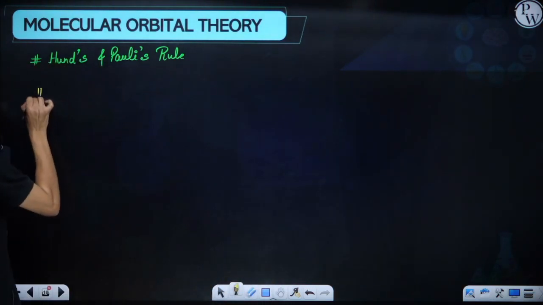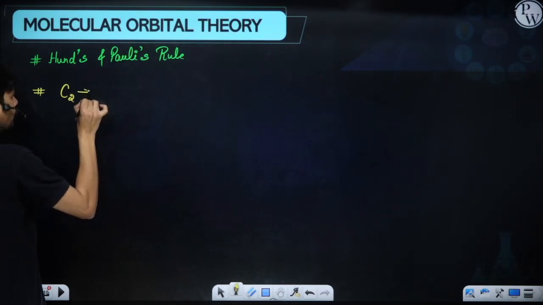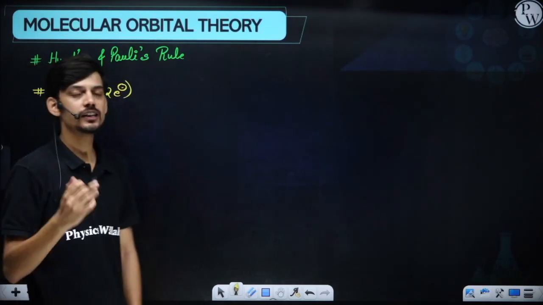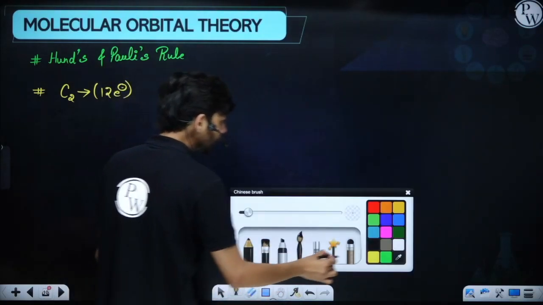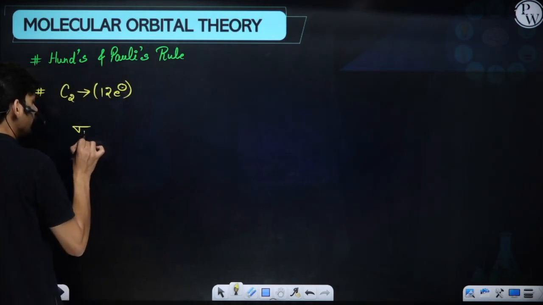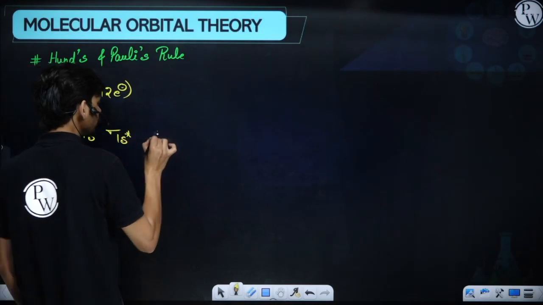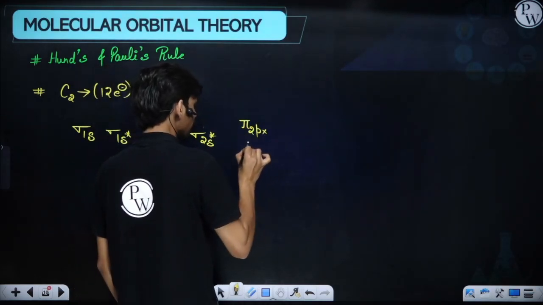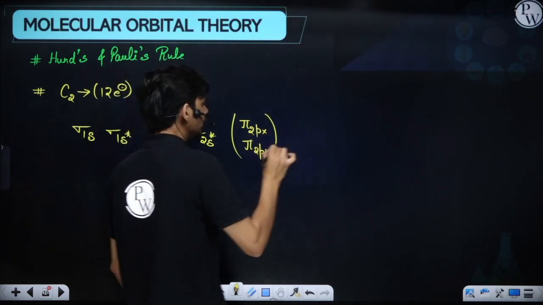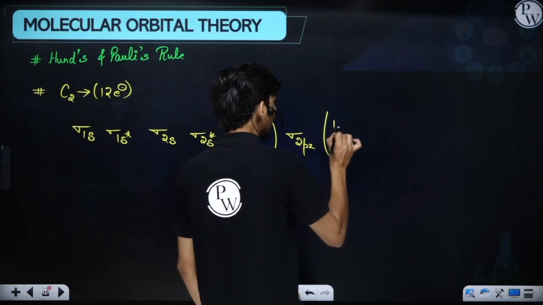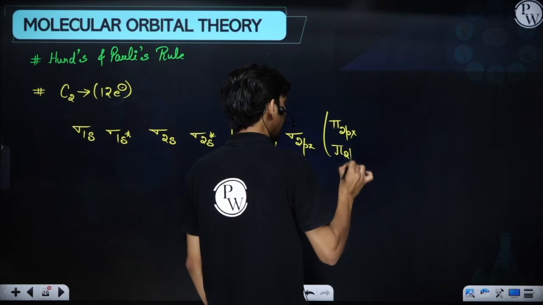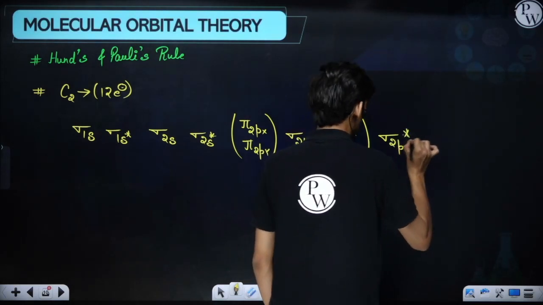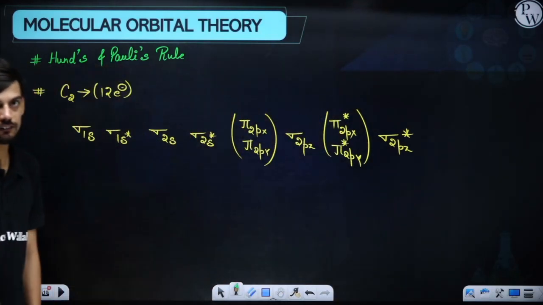Now see, suppose I have a molecule C2. C2 has 12 electrons. Why? Because each carbon has 6 electrons and there is no charge. So for 12 electrons, I am going to use the 14 electron or less order, that is sigma 1s, sigma 1s antibonding, sigma 2s, sigma 2s antibonding, pi 2px, pi 2py, which have equal energy, then sigma 2pz, then pi 2px antibonding, pi 2py antibonding. Again, these two antibondings will have equal energy, and after that sigma 2pz antibonding. This is the energy order. First of all, write the energy order.